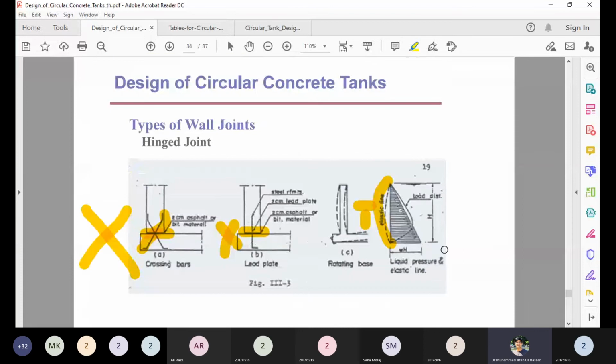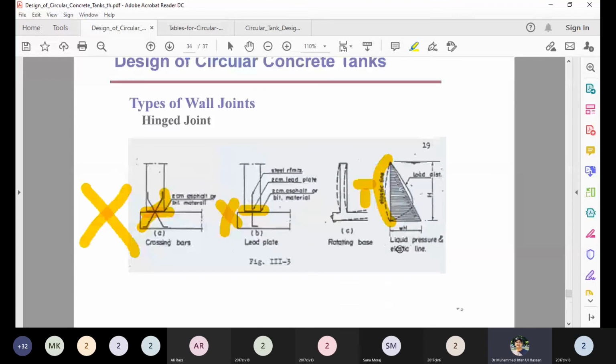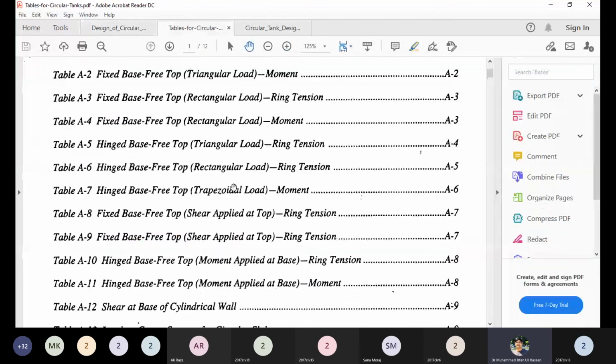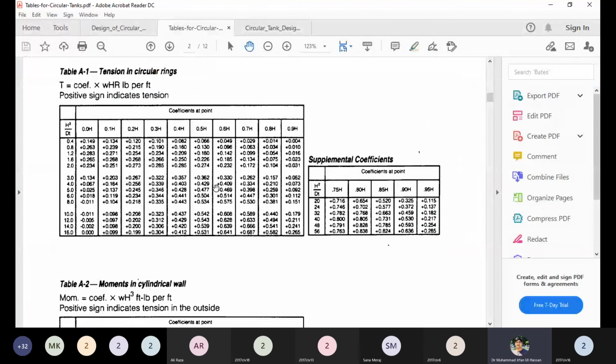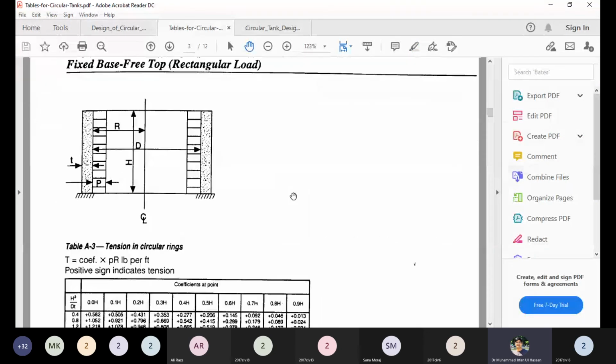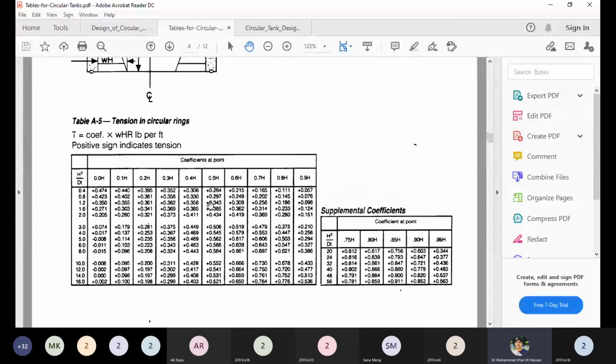So these are the conditions for the tanks, and we have to analyze these tanks and follow the different conditions. There are different tables that we need to follow. If the bottom is fixed, then the coefficients are different. When the bottom is hinged, then the coefficients are different. So for every condition, hinge base, the coefficients are different.